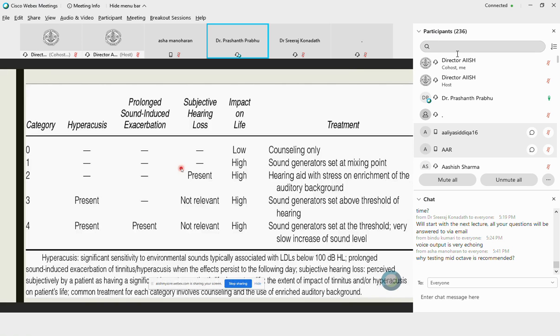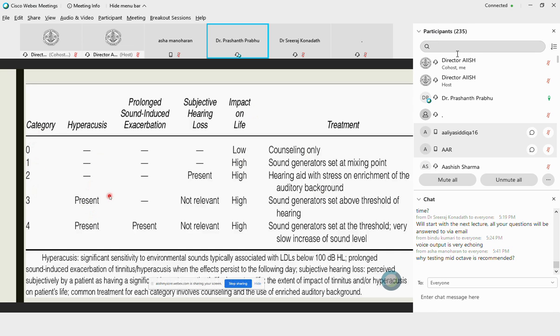And Jastreboff in 1990 gave another classification of this, where for tinnitus associated with hyperacusis, they gave different categories, called category 0, 1, 2, 3, 4, and what the possible treatment should be. I think it will be talked upon in detail tomorrow. So if it is only tinnitus and low impact on life, it is called category 0. High impact on life with tinnitus, it is 1.